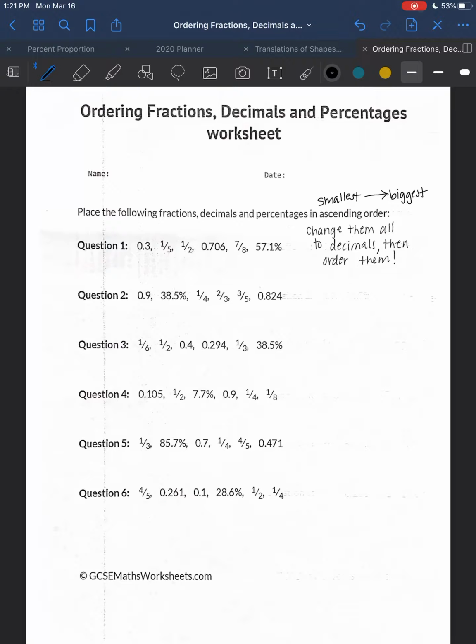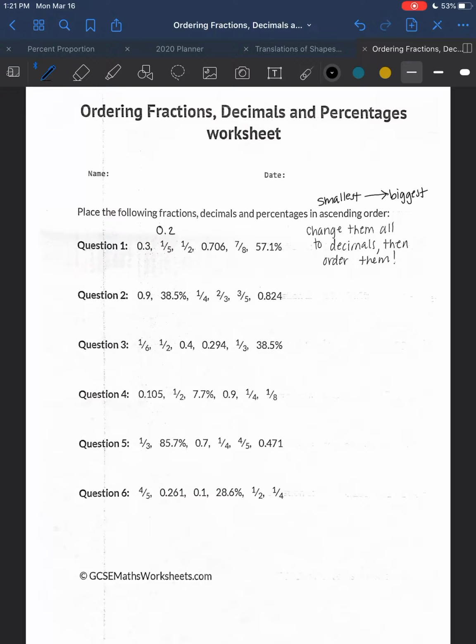So my first number is 0.3. Well, that's already a decimal, so I'm going to leave that as it is, okay? 1/5. Well, you should already have learned how to make a fraction a decimal. That's something you did earlier this year. So that's 1 divided by 5, okay? In your calculator, you can put 1 divided by 5, and when you do that, you would get 0.2.